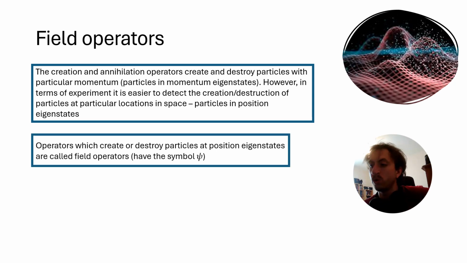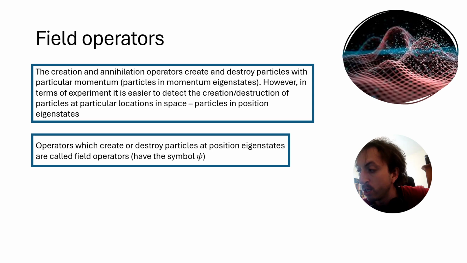Now, field operators have the Greek symbol psi, which is a trident-like symbol, which you might think from quantum mechanics is the wave function. It's important here, psi is not the wave function, it is a field operator. However, it's worth saying a field operator will create a particle in a position eigenstate at a particular location in space.